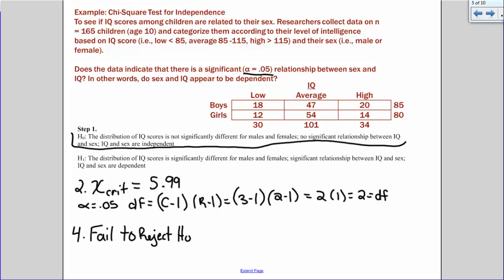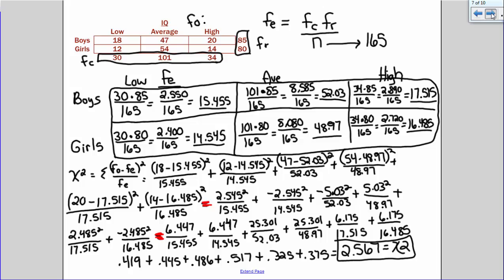our conclusion. Now, you don't have to state all of those. You could say the distribution of IQ scores is not significantly different for males and females, or you could say no significant relationship between IQ and sex, or you can say IQ and sex are independent. That's totally fine. Any one of those is fine. I prefer the no significant relationship between IQ and sex because that really helps you understand that this analysis is pretty similar to correlation.